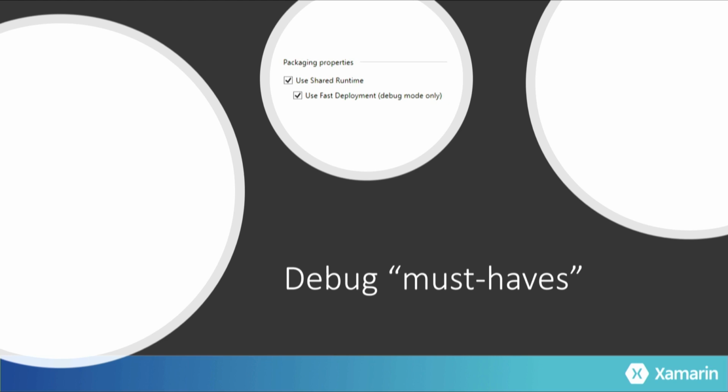You may have seen this checkbox, use shared runtime or use fast deployment. That's what makes the build fast. If you uncheck that box, it's going to do all kinds of stuff. In debug mode, we have a feature where we don't produce an APK every time. We sideload the .NET assemblies onto the device. So if you change one line of code, we don't want to repackage your whole APK and install it. We want to just send the one assembly over. And that is what this setting does. So don't uncheck it.